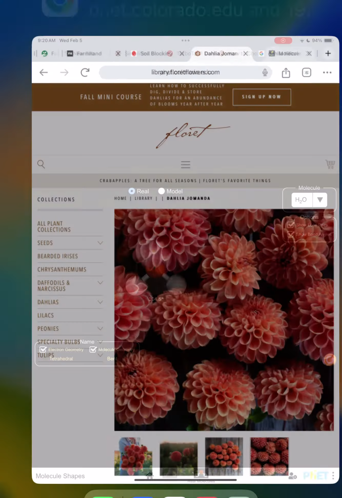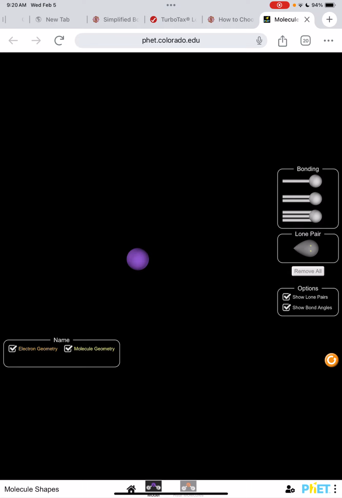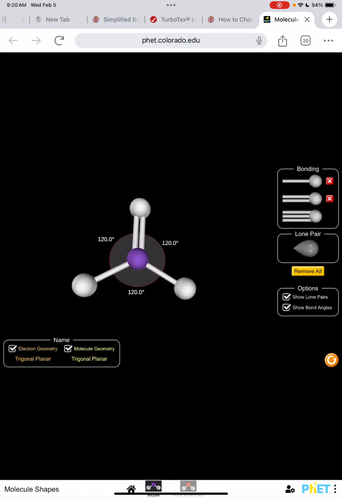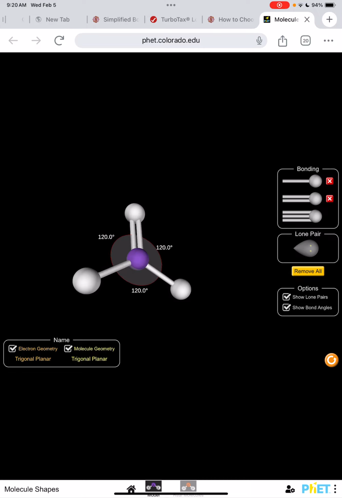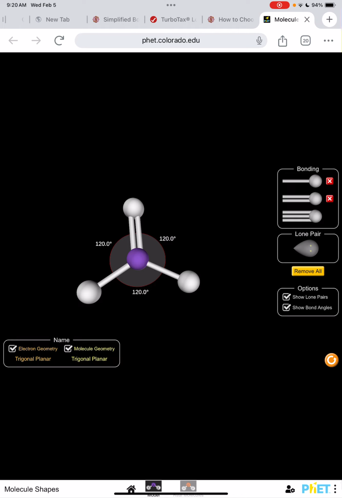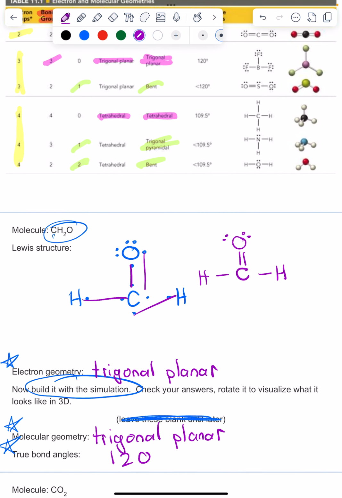Now, I'll show you what I mean by build this in the simulation. I'm probably not going to do this every single time. But like we said that there was a single bond, or 2 single bonds rather, and a double bond. So the purple one would be the carbon, the double bonded one would be the oxygen, and then the single bonded ones would be the hydrogen, okay? So when you say trigonal planar, I want you to be visualizing this. This is why we're using the model, because I don't want you to just regurgitate the name to me. If it's 4 groups, I don't want you to just say, oh, of course it's tetrahedral. I want you to actually know what a tetrahedral geometry looks like. Because when we start talking about polar molecules on Friday, that's going to become really important.